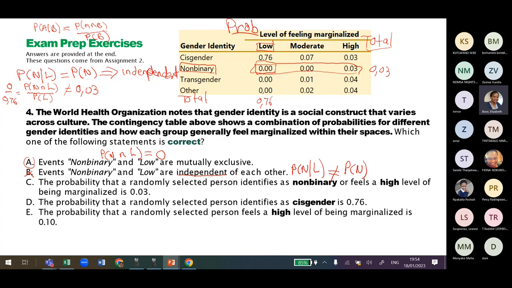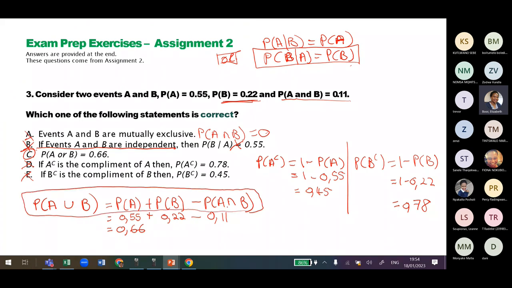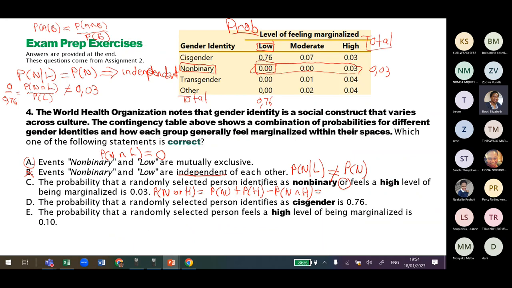C, how do we answer C? The probability that a randomly selected person identifies as non-binary or feels a high level of marginalization is 0.03. Here they want you to calculate the probability of non-binary or high, which is the probability of non-binary plus the probability of high minus the probability of non-binary and high. Because of this or, you have to use the same formula as we used previously: the probability of A or B is given by the probability of A plus the probability of B minus the probability of A and B.